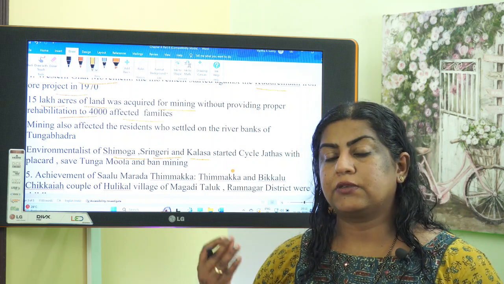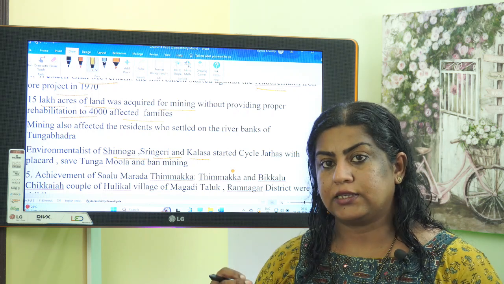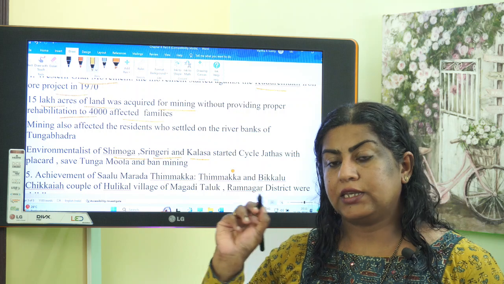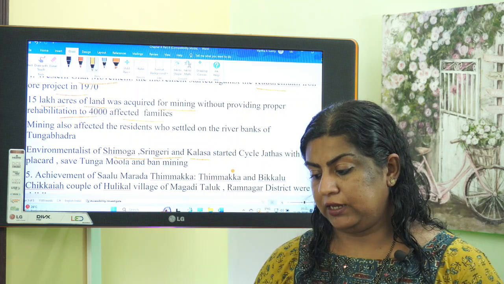So environmentalists from Shimoga, Sringeri and Kalasa started cycle rallies. They had placards with them which said Save Tungamula and ban mining.